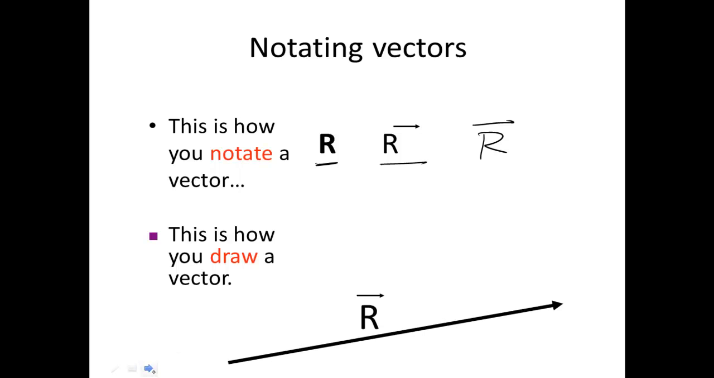This is how you draw a vector. Always an arrow. The direction is important, so always include the arrowhead and make sure you label it. So the length determines the magnitude, and whichever way it points determines the direction. And again, this is the tail, and that's the head.